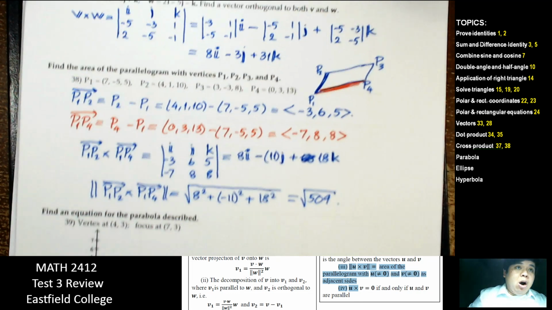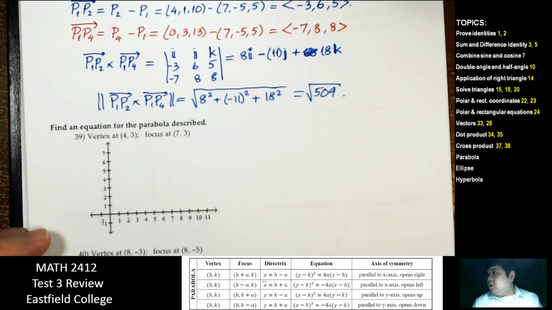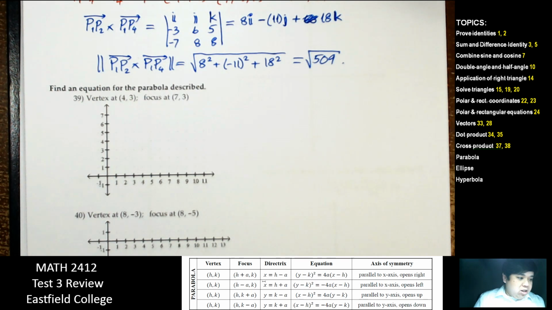Right. Parabolas. Where is that? Right. So the formula will be over there. The problem, we need to know where's the vertex, where's the focus. The focus is not on the graph. The vertex is on the graph. So let's just try to plot them.